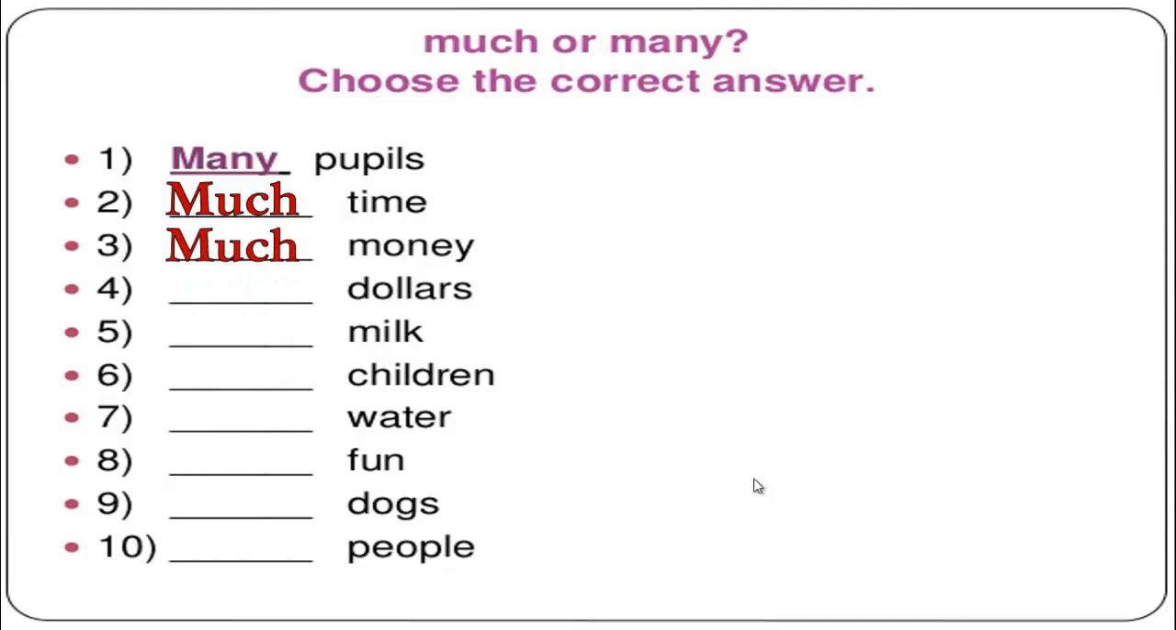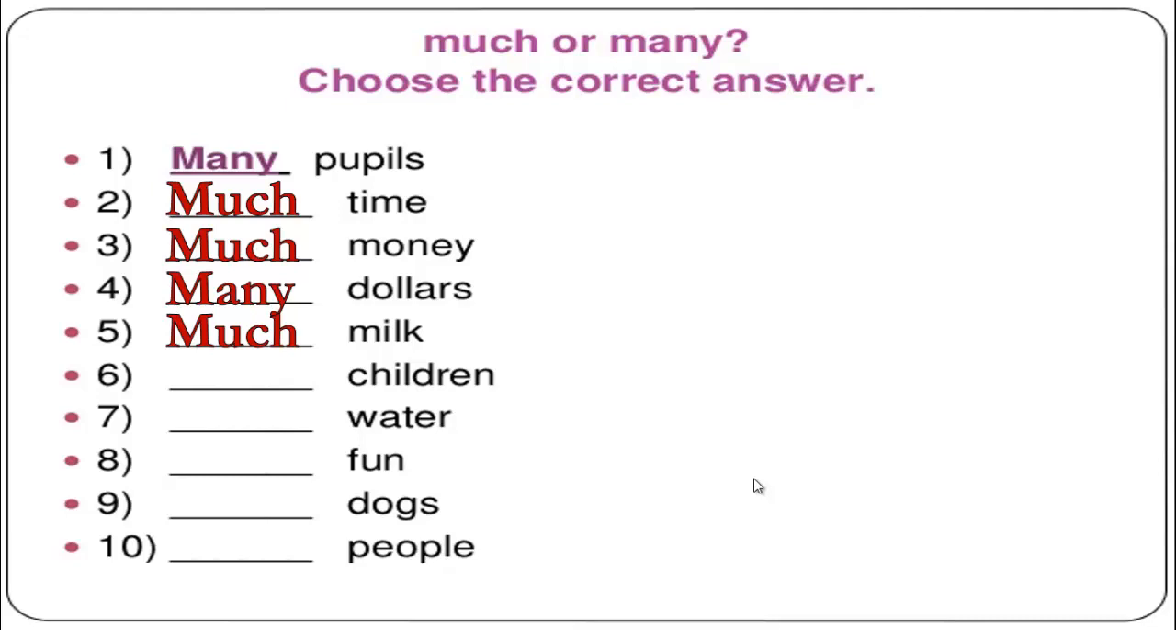Number 4, dollars. We can count the word dollars. We have dollar and dollars. It is a countable word. It's going to be what? Many. That's right. Number 5, milk. Can we count milk? We can count milk or we cannot count milk. That's right. We cannot count milk. So it's going to be what? Much. So much milk.